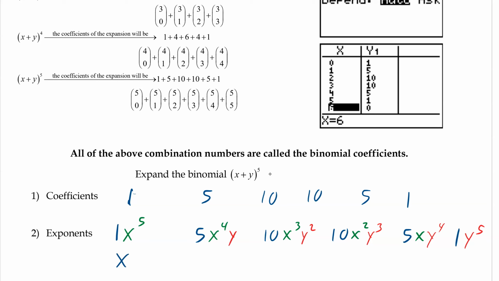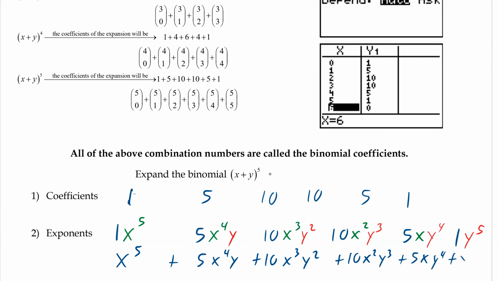That is our answer. It's x to the 5th plus 5x to the 4th y plus 10x cubed y squared plus 10x squared y cubed plus 5x y to the 4th plus y to the 5th. And there you go. Fully expanded x plus y to the 5th.